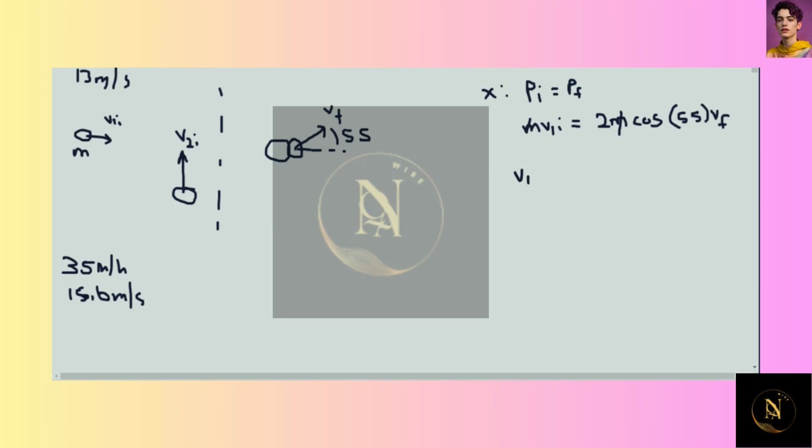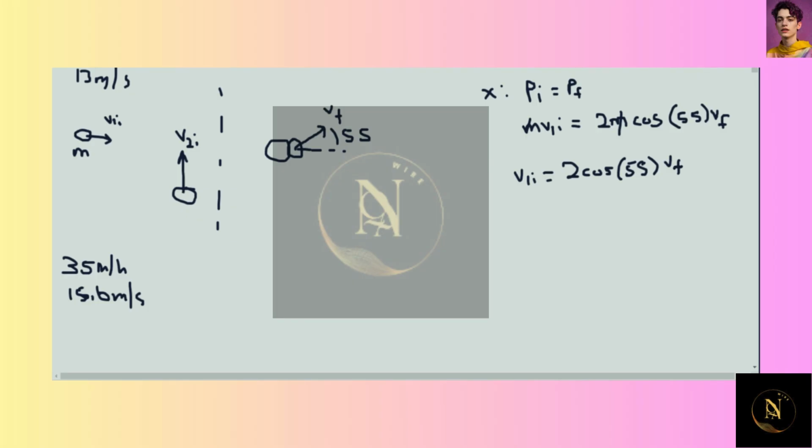So V1i is actually equal to 2 cosine of 55 times V final.